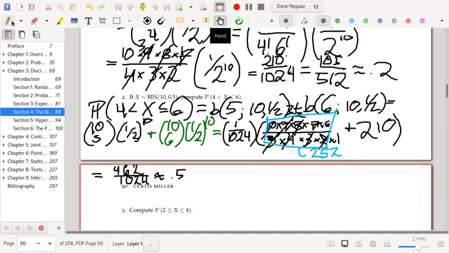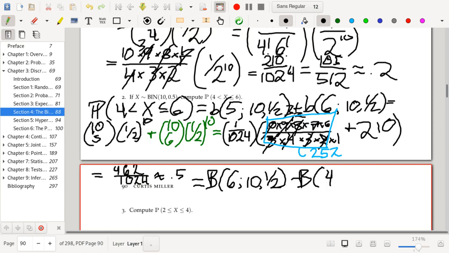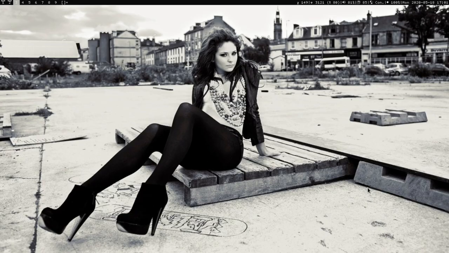Now that said, there was an alternative way we could have computed this quantity, which was to say that this is equal to the CDF at 6 minus the CDF at 4. And then what's left to do is get the CDF at 6 and 4. All right, well, let's get that. I'm going to have to boot up an R session.